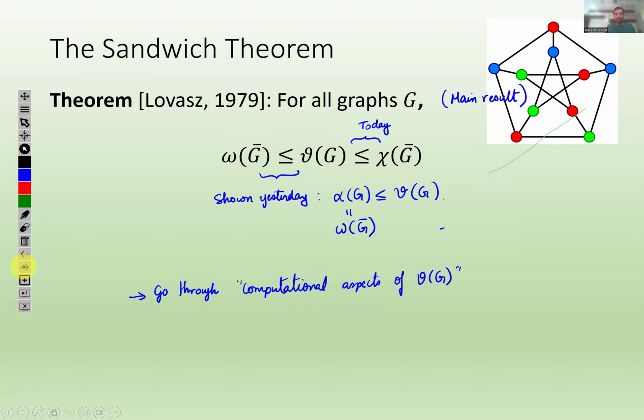Okay, so that's just what we had seen yesterday. By the way, notice one small thing. Chi of G bar is always at least omega of G bar. This is a trivial fact in graph theory: if you have a clique, you need at least that number of colors to color it. So if you have a clique sitting in a graph, you need at least that many colors. What this states is that theta of G is sandwiched between the two.